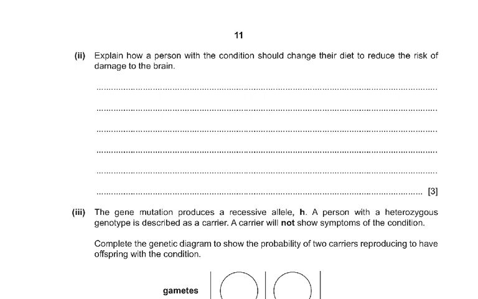Then let's explain how a person with the condition should change their diet to reduce the risk of damage to the brain. Eat less protein. Eat less of the specific protein which has phenylalanine in it. Proteins are digested and broken down to amino acids. So basically, you've got to just decrease the protein intake.